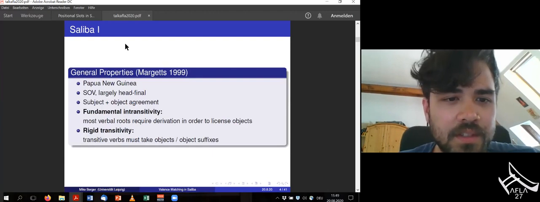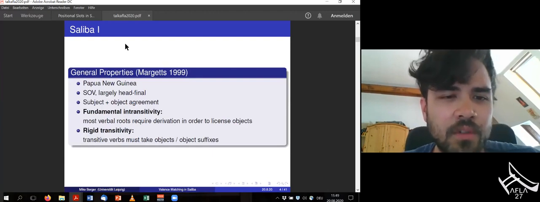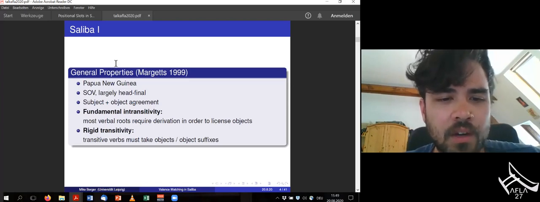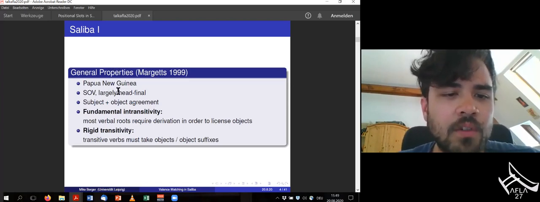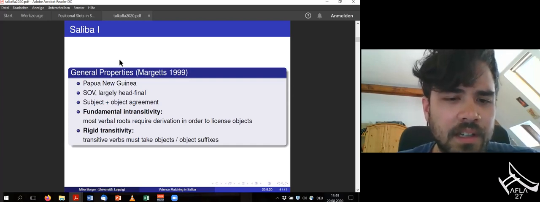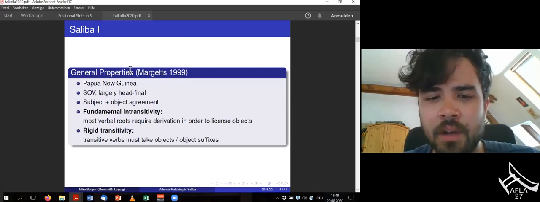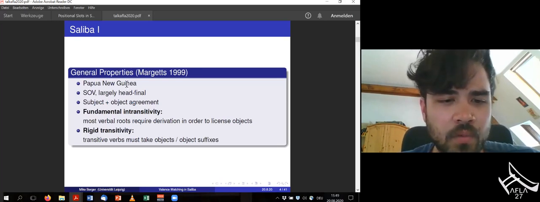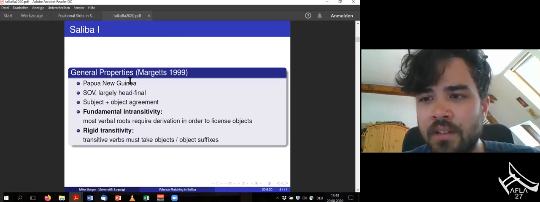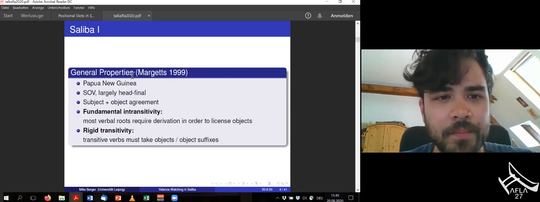Saliba is an Oceanic language spoken in Papua New Guinea. It's SOV and largely head final. We have subject and object agreement. And what's relevant are two factors. First of all, it's a fundamentally intransitive language, meaning that most verbal roots require derivation in order to be able to have objects. And second, it has rigid transitivity, meaning that transitive verbs always have to take their objects, or at least have object suffixes. You can usually drop objects.